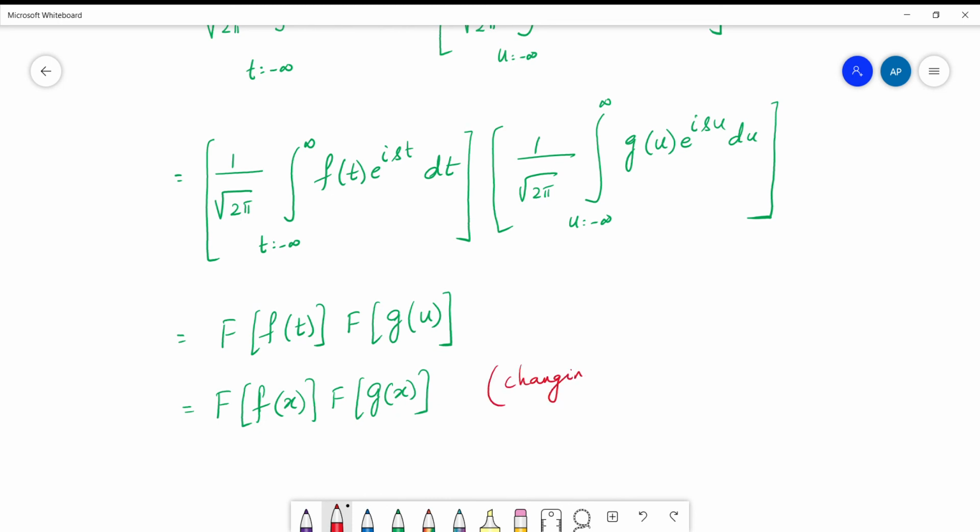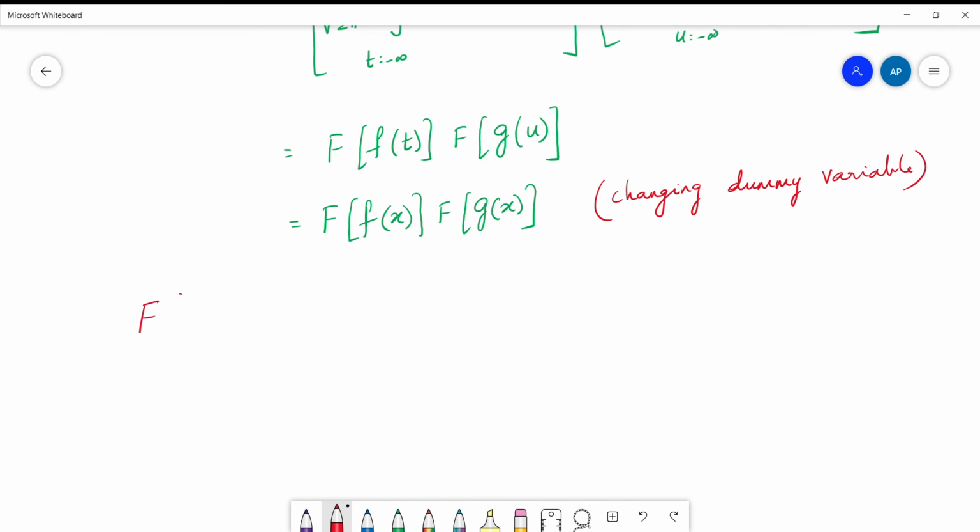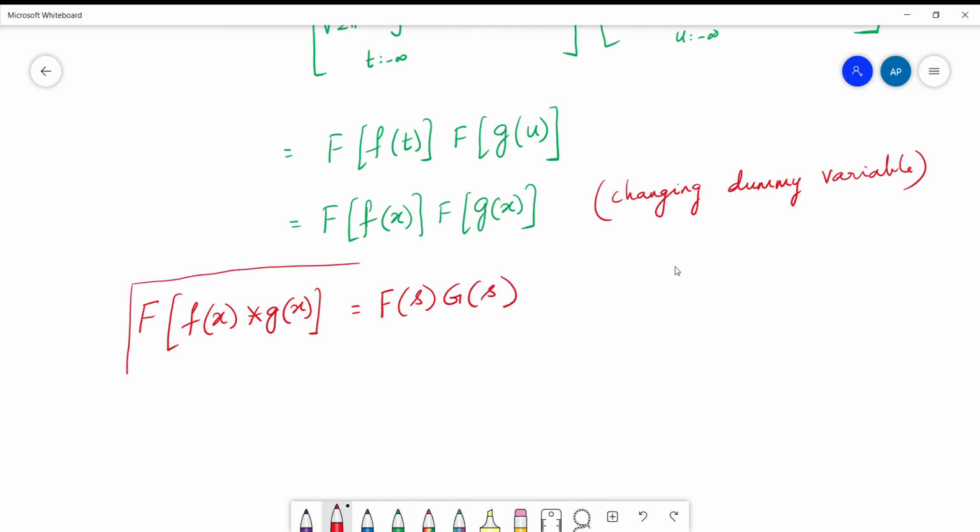So whether it is t or u, we are going to write it in terms of x because all are the same. We have changed the dummy variable and finally proved the result that the Fourier transform of f of x star g of x is equal to the Fourier transform of f of x, which is f of s, into the Fourier transform of g of x, which is nothing but g of s, and hence proving that the Fourier transform of the convolution is equal to the product of the respective Fourier transforms, and that proves the convolution theorem.